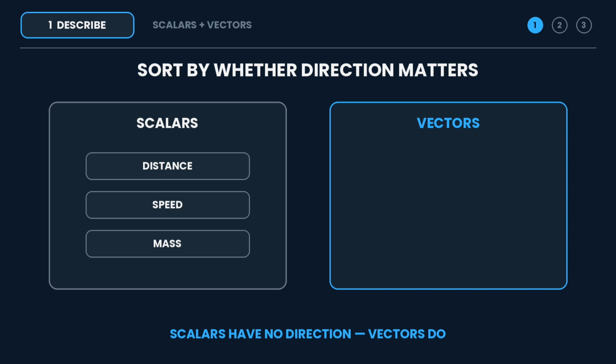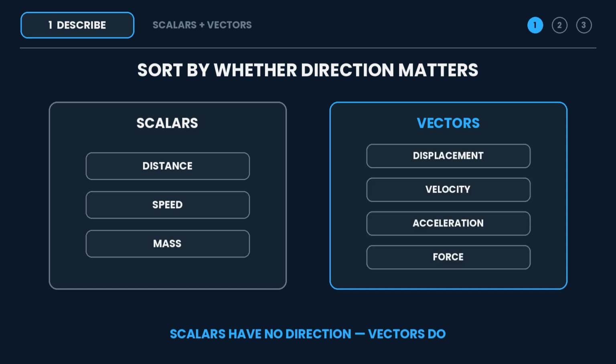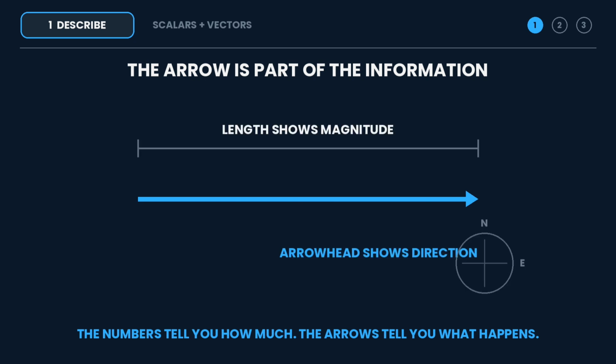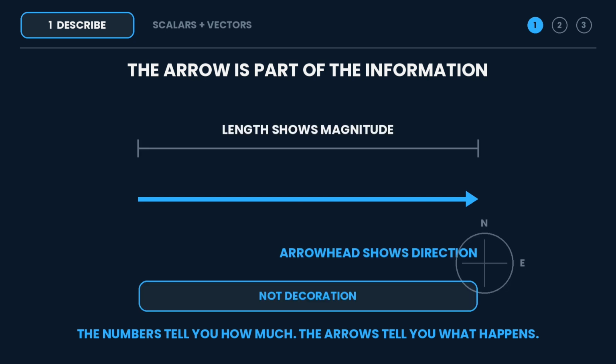Distance, speed, and mass are all scalars. Displacement, velocity, acceleration, and force are all vectors. Weight is a force, so it points vertically downwards. We represent a vector with an arrow. Its length shows the magnitude, and its arrowhead shows the direction. The arrow is not decoration, it decides how vectors combine.